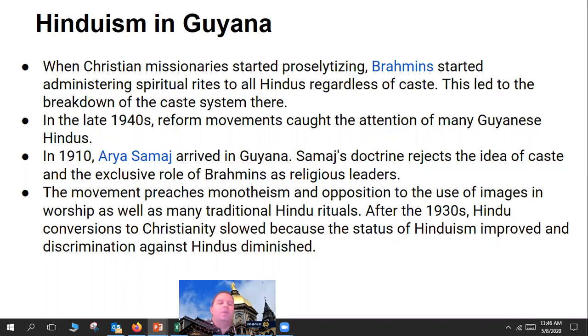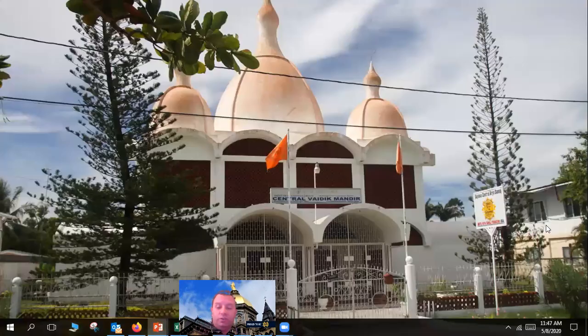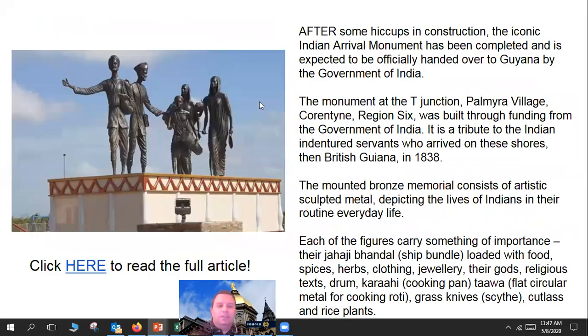It became more monotheistic. They began to worship images the same way that the Christians would worship the saints or the Virgin Mary or a statue of Jesus, okay? And so all of that came to be more and more acceptable. And so these people did not see any reason to convert or to change religions. And so again, even today within Guyana, you have a Hindu temple like this one, okay?